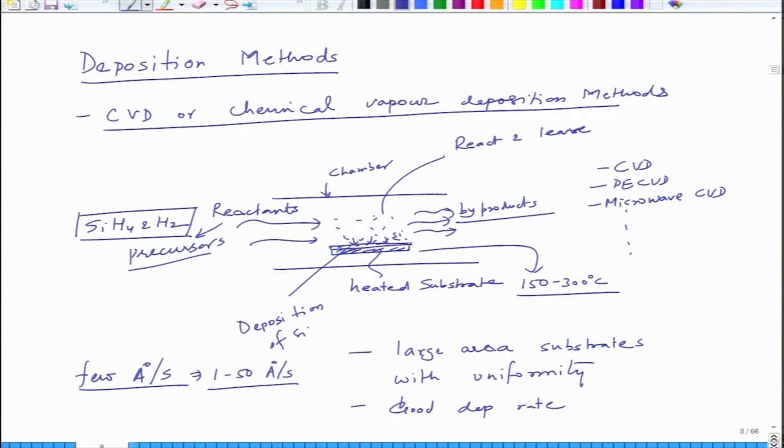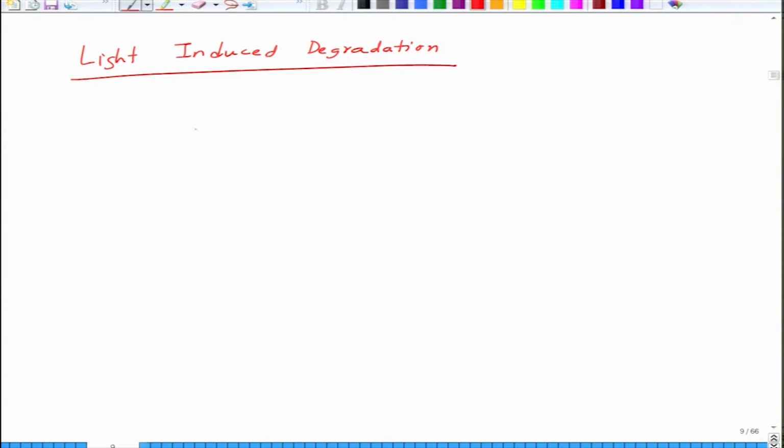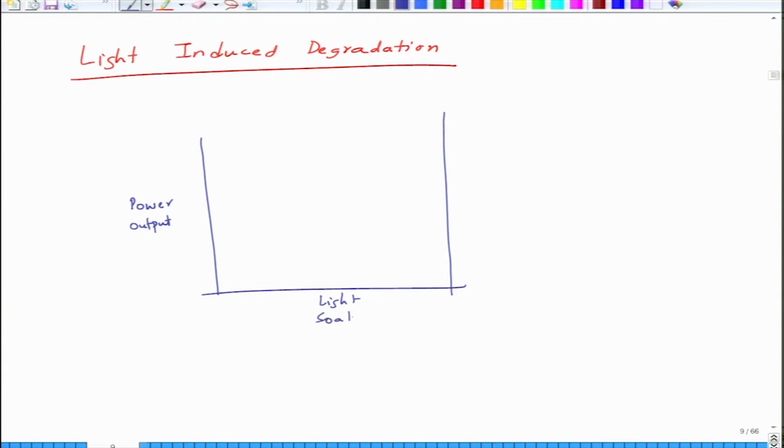So, these amorphous silicon solar cells have one issue, which is called light induced degradation. What happens is that if you look at the power output as a function of light soaking time, let us say this is the stabilized power output, and this tends to reduce as a function of light exposure before it stabilizes further. Okay.